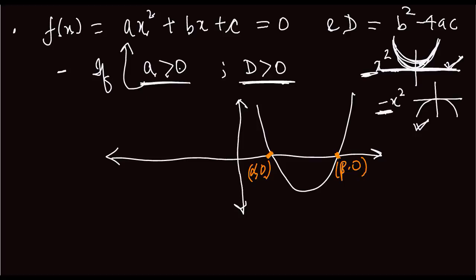We have two roots, (alpha, 0) and (beta, 0), and this point here will be minus b upon 2a, and minus d upon 4a. Sorry, d upon 4a, that will be. And this is the graph for f of x.